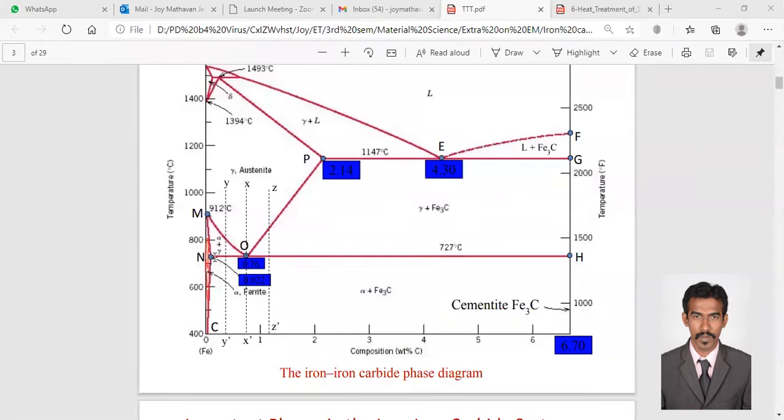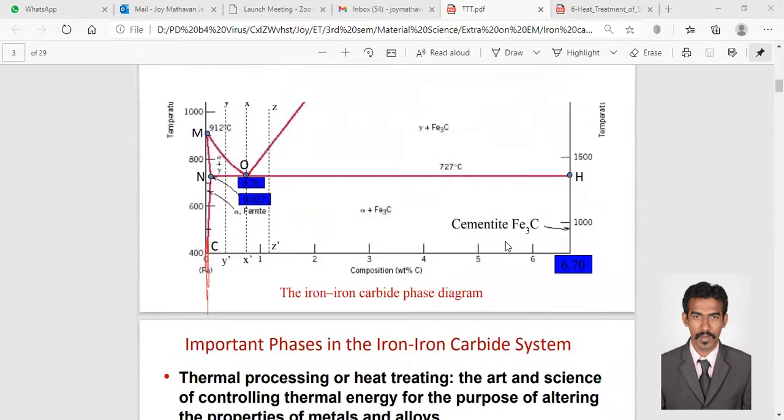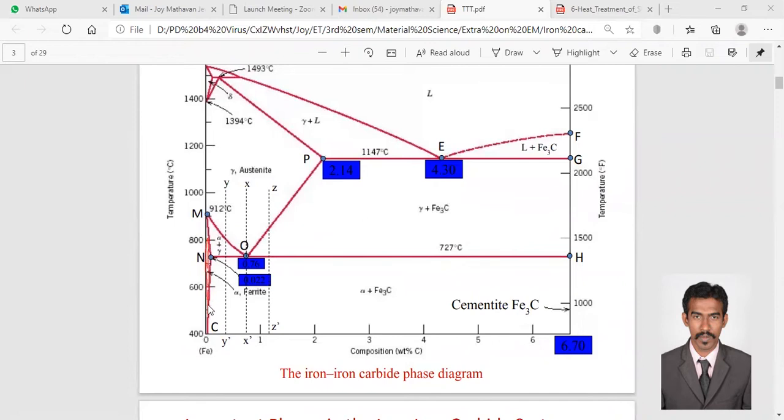Okay, the explanations are there. As you see here, ferrite can accommodate 0.022% of carbon at 727 degrees Celsius, right? So here the alpha ferrite can accommodate 0.022% of carbon at this 727 degrees Celsius. Okay. And when you heat it further, right? So here is your temperature.